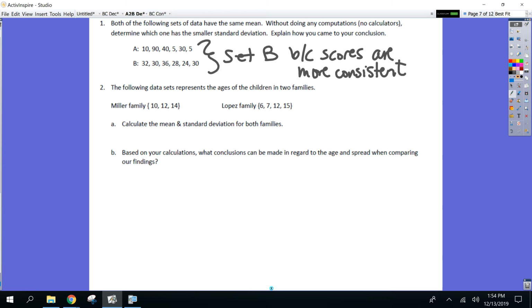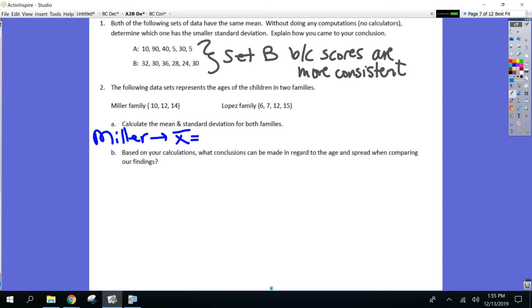Okay, I want you guys to have practice calculating them now. So Miller and Lopez family. Find the mean and the standard deviation for both families. All right, I'm going to have somebody do the mean for the Millers now. So let's do the Miller family. They got 3 kids, 10, 12, and 14. What was the symbol we used for mean yesterday? X bar, right? Okay, I don't think you guys need to plug that into your calculator, right? You can find the mean right now.